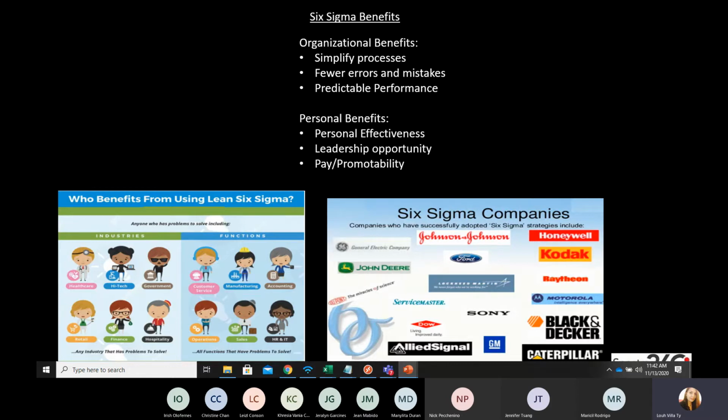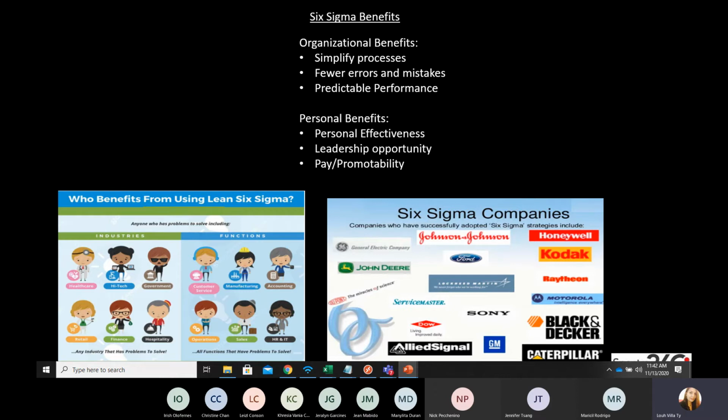There are a lot of benefits that Six Sigma provides from an organizational perspective. It simplifies processes, there are fewer errors and mistakes, and we can get predictable performance. When we have less variation, process results become more predictable. Predictable output, predictable costs, and predictable cycle time can lead to fewer customer complaints and better customer service.